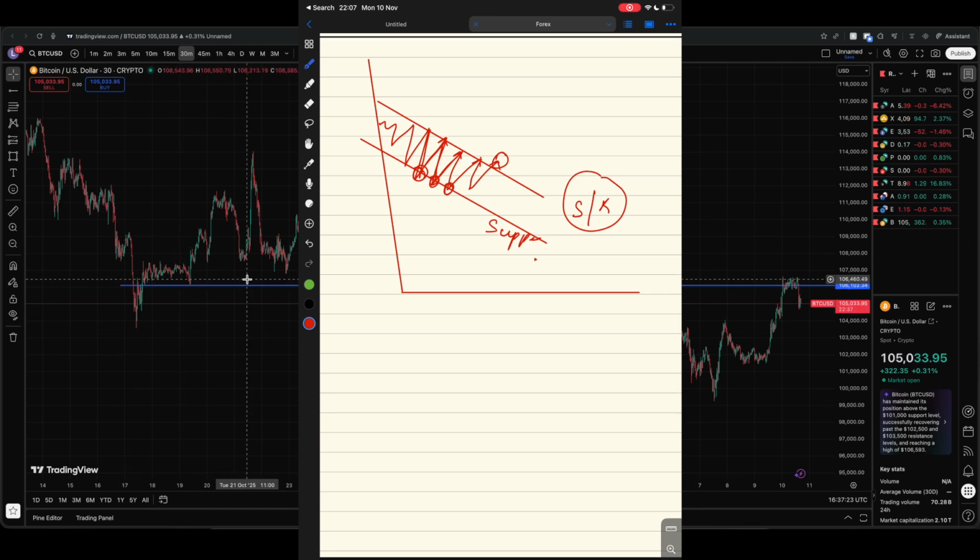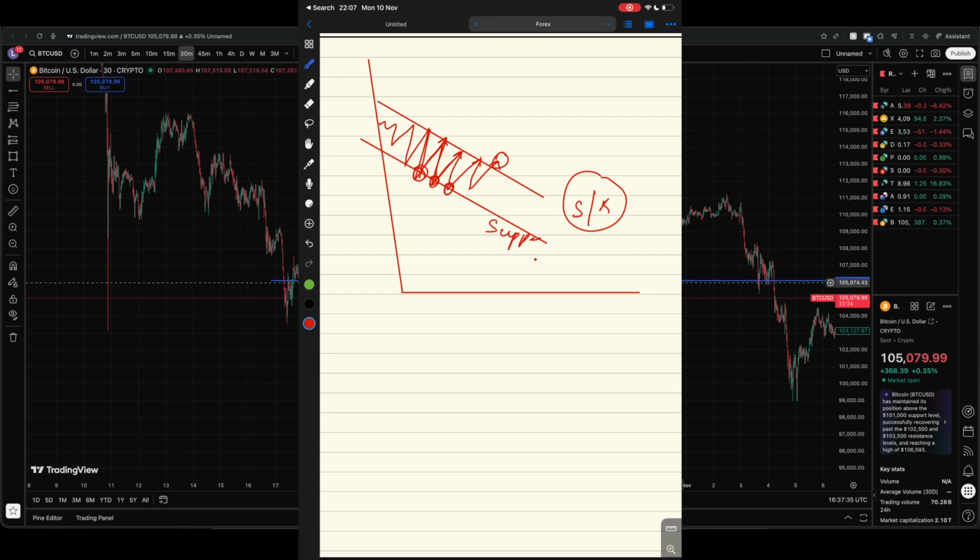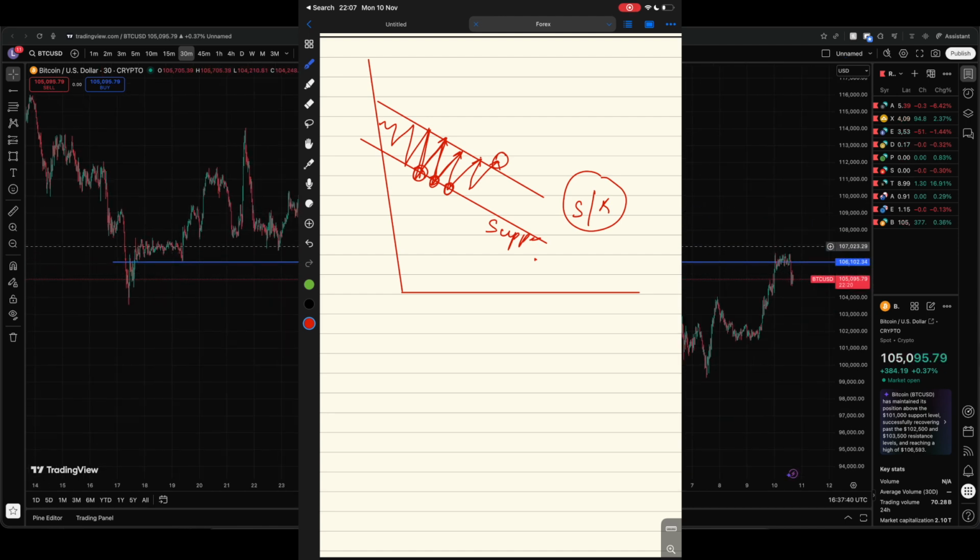And why is this a strong support? Because previously the price went here and then fell back in this direction, then came back here and again went upward, and then again it hits here and goes up. And you might be thinking that in this case the price didn't go up again and it went to the downside. So this is called a breakout.